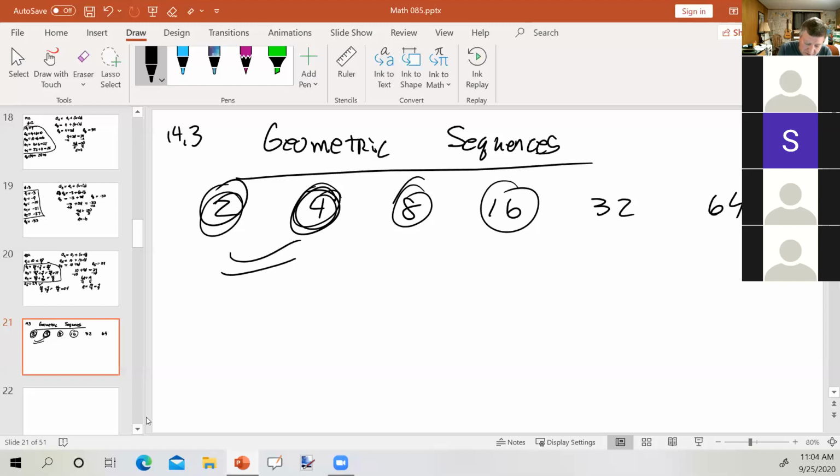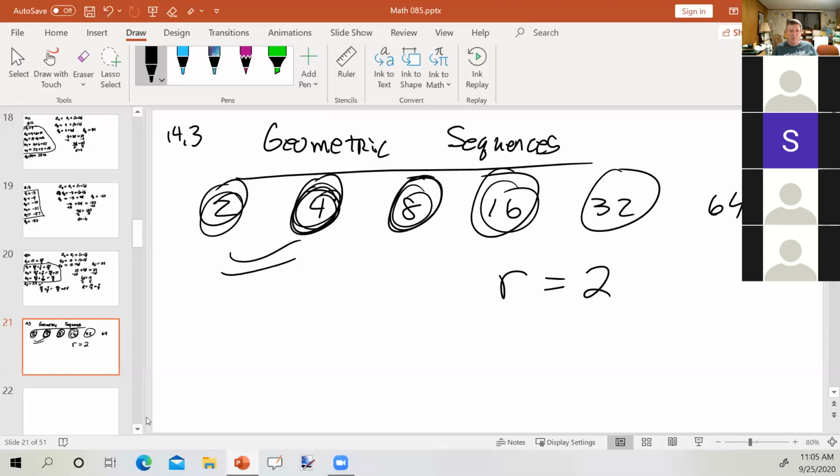What is 8 divided by 4? 2. What is 16 divided by 8? 2. And 32 divided by 16? 2. So the common ratio is 2.